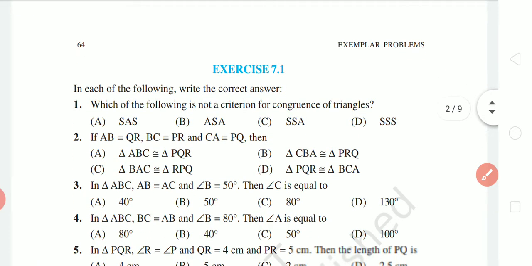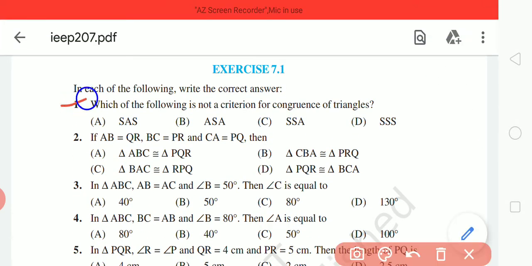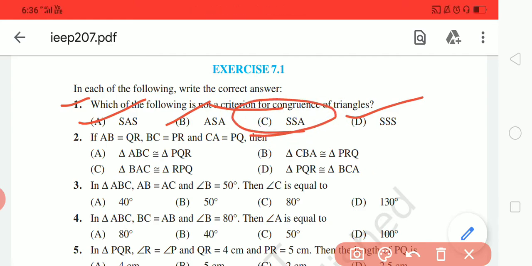So come to exercise 7.1, the first question. Which of the following is not a criterion for the congruency of triangles? You know that SAS means two sides and the included angle, ASA means two angles and the included side, and SSS is also there. SSA is not a criterion, because if you take an angle that is not the included angle, this is not a criterion.